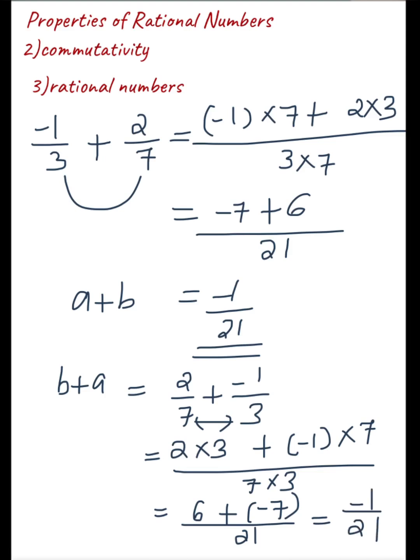So here it's minus 1 by 21 and here also minus 1 by 21. That means A plus B is equal to B plus A, or you can say addition is commutative for rational numbers. And we can see this by using more examples.